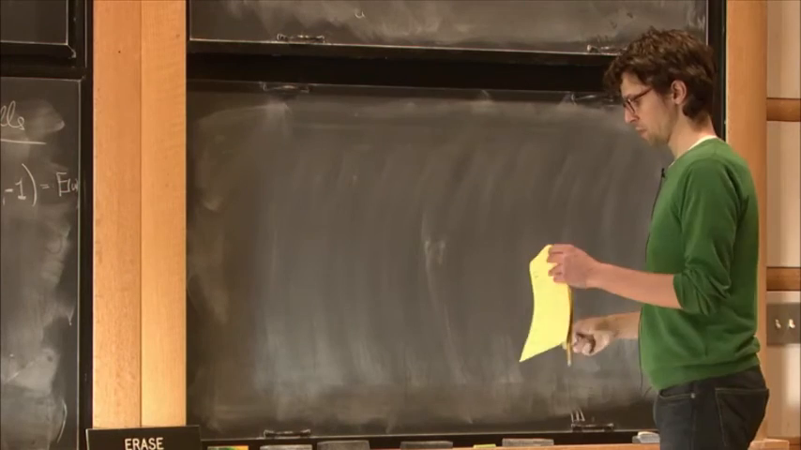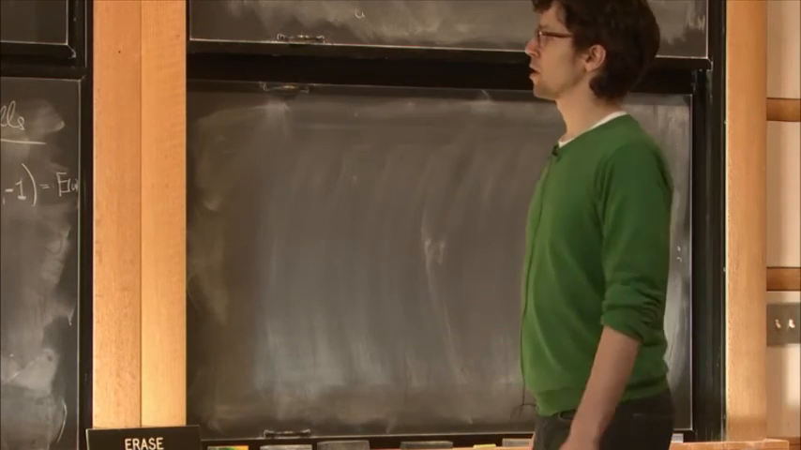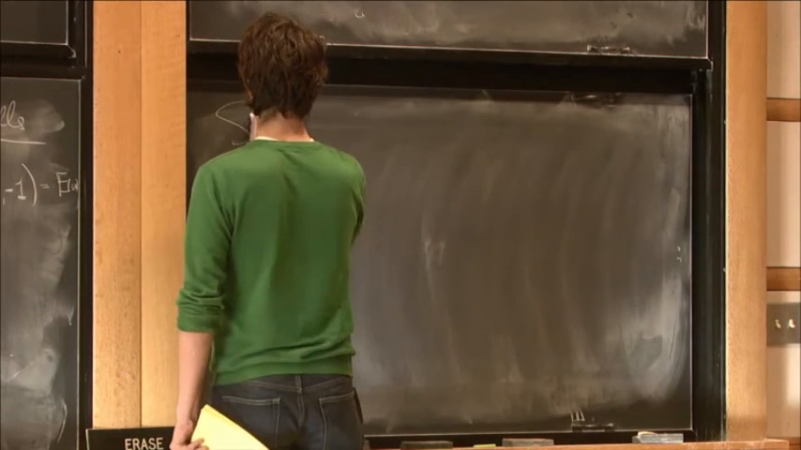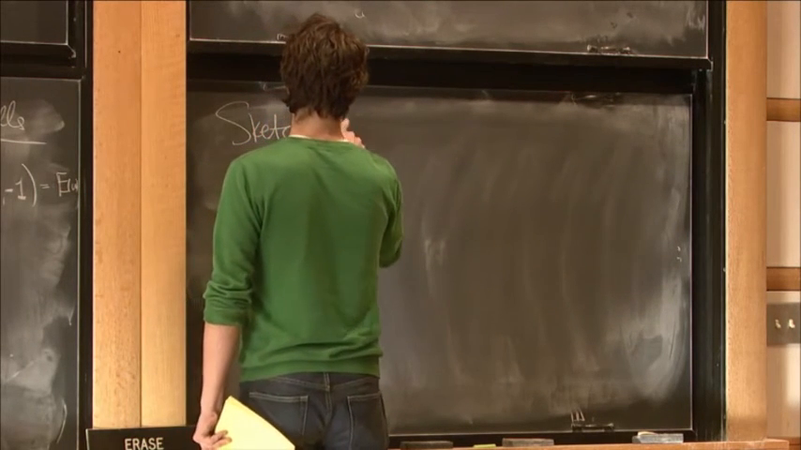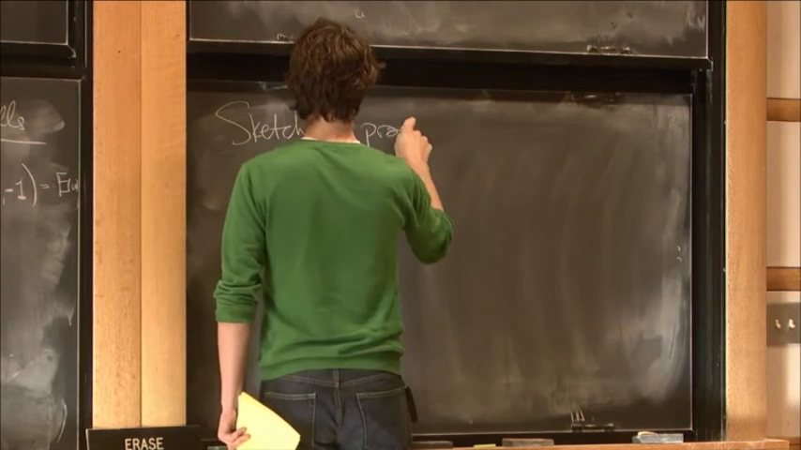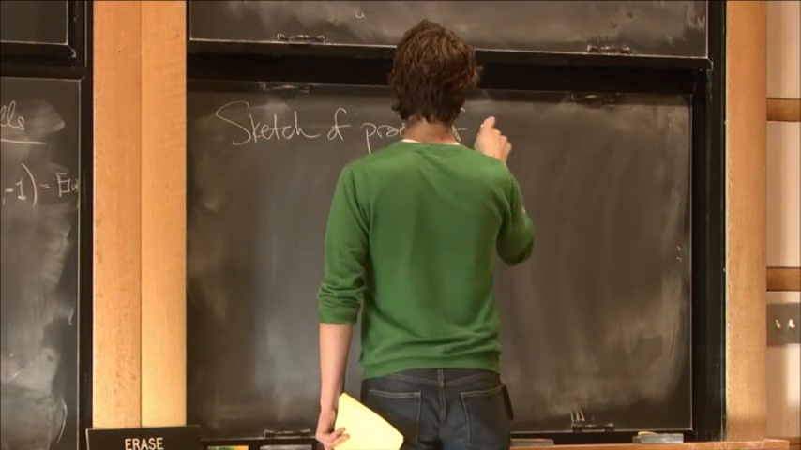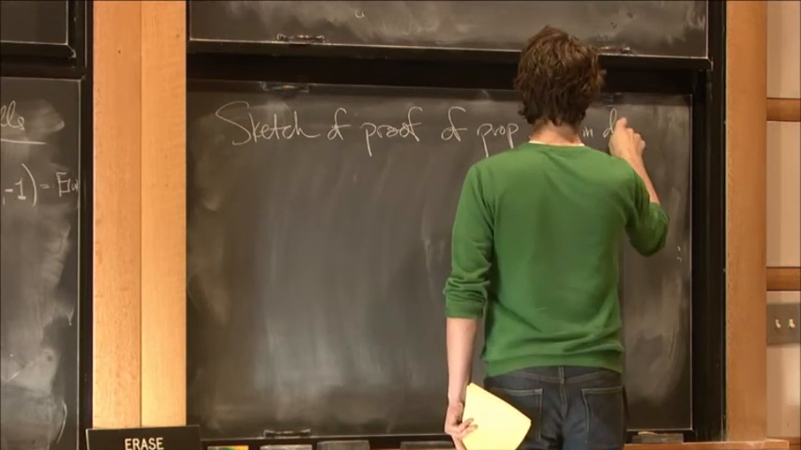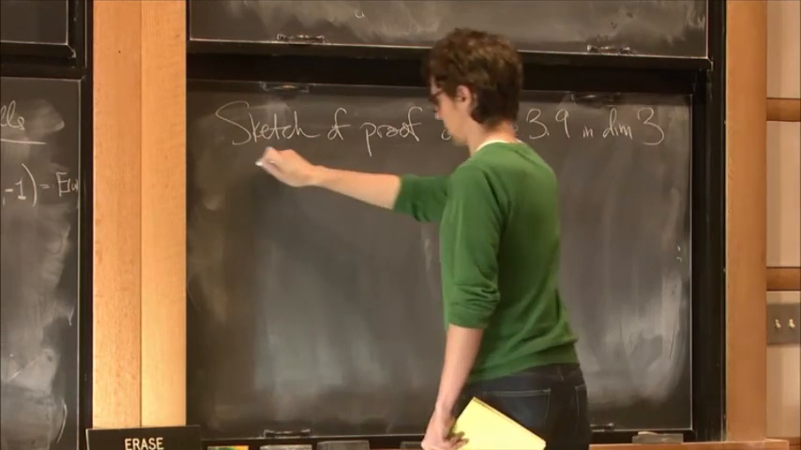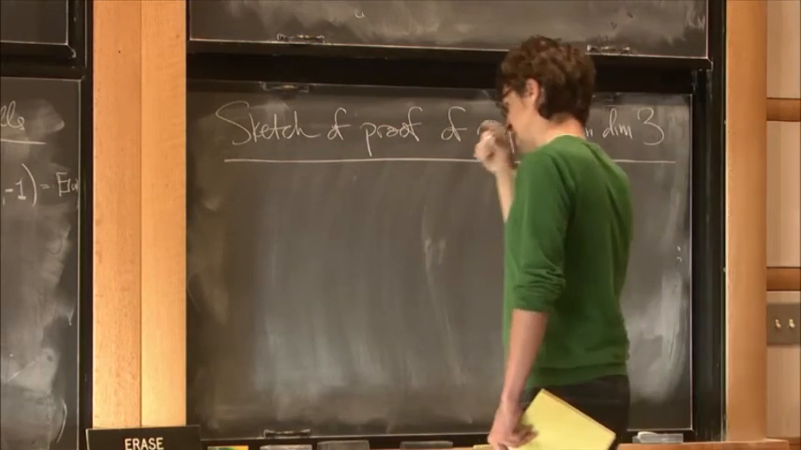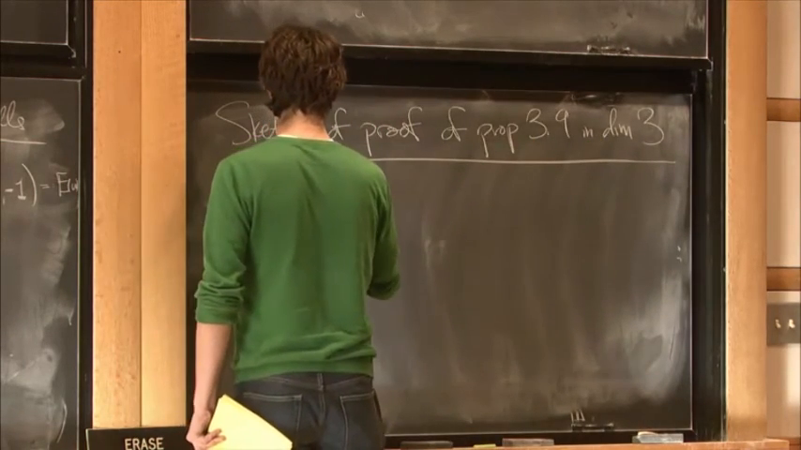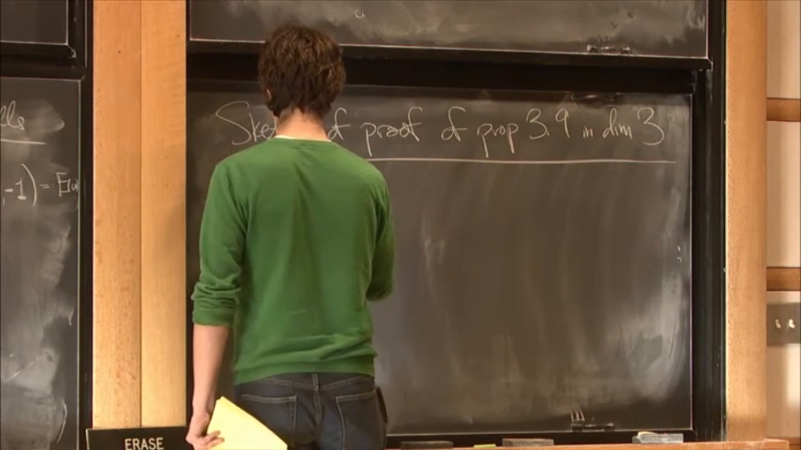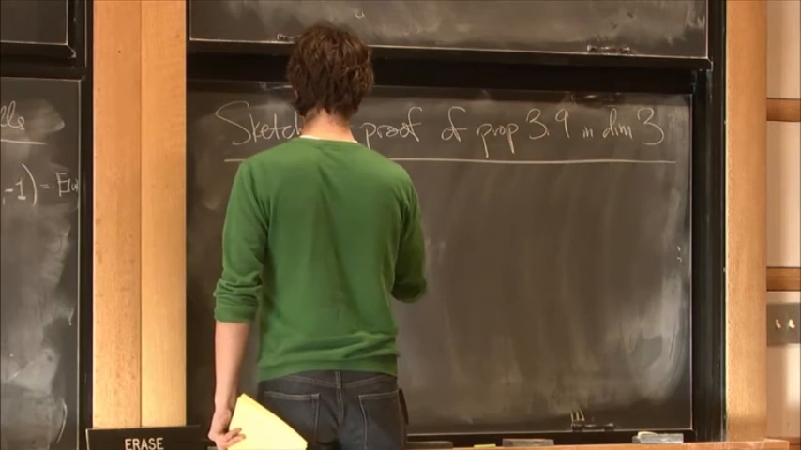Okay, so that's now the sketch of proof of Prop 3.9 in dimension 3, where now k is just, so we're in this setting where now this thing is just this interval.